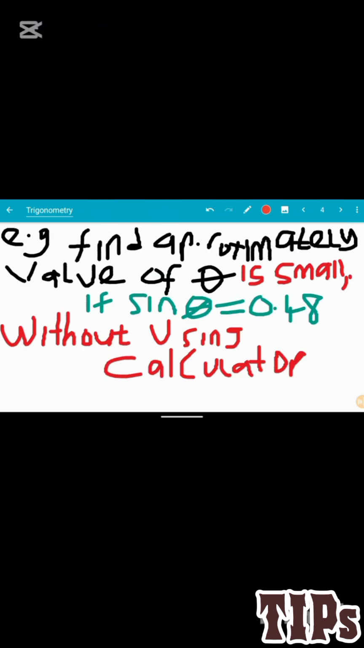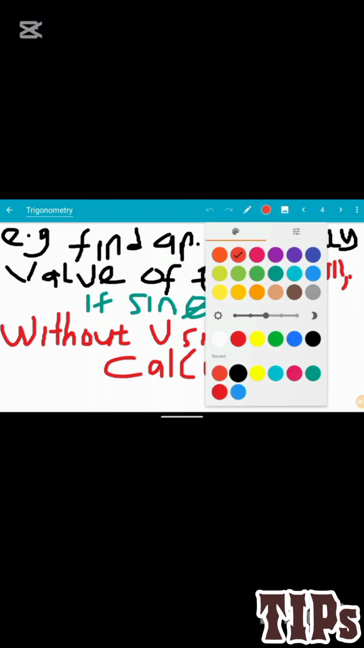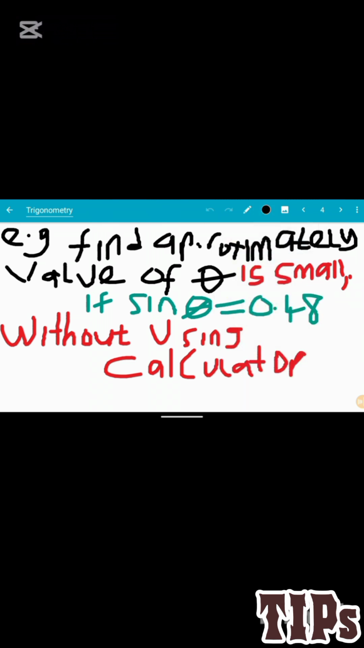So let me give you some examples in order to know how it really works. The question says find the approximate value of theta if theta is small, and they gave us that sine theta is equal to 0.48. That means we should find this theta without using a calculator. You can solve these things without using a calculator. You don't need to be scared. Let me show you the steps to solve this.